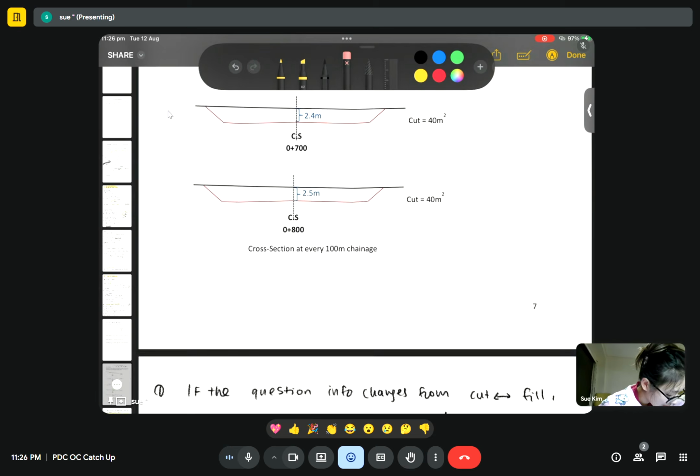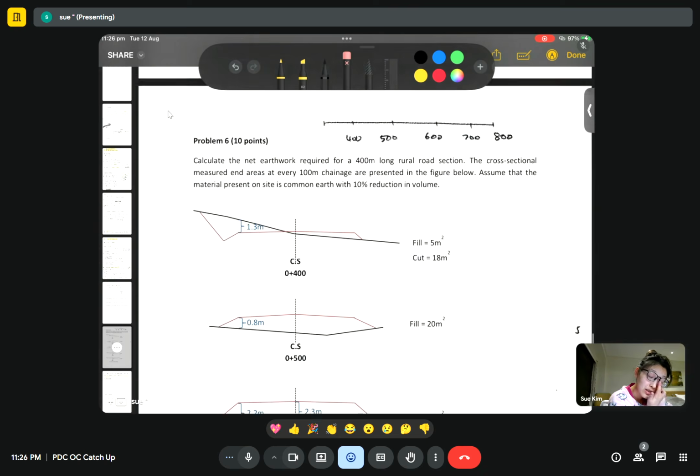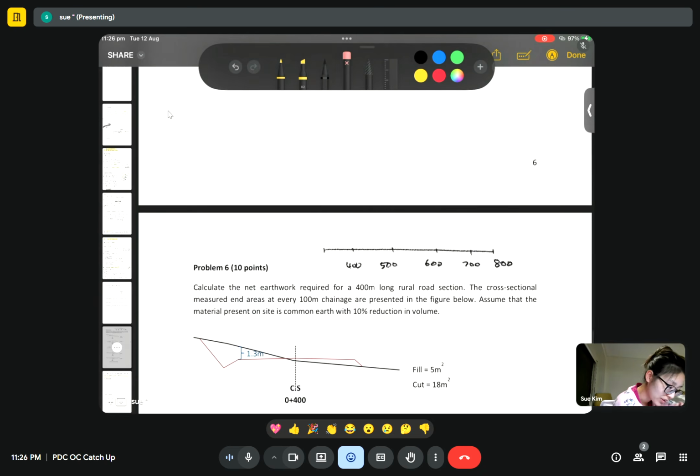Okay, and then I can explain this from scratch. Okay, cool. So now this is an Earthworks question from week 10, which I don't think we actually did in the tutes.